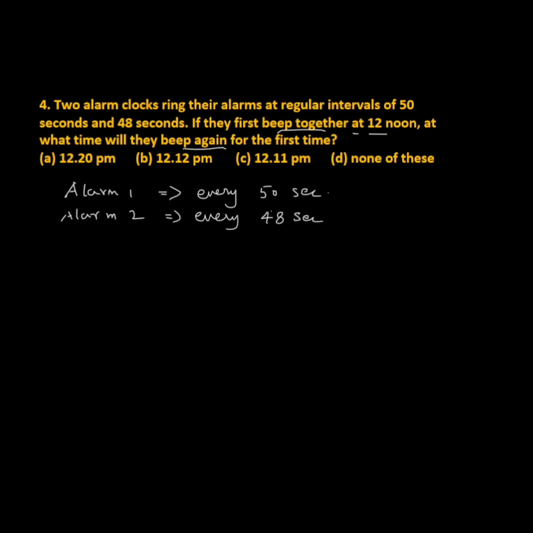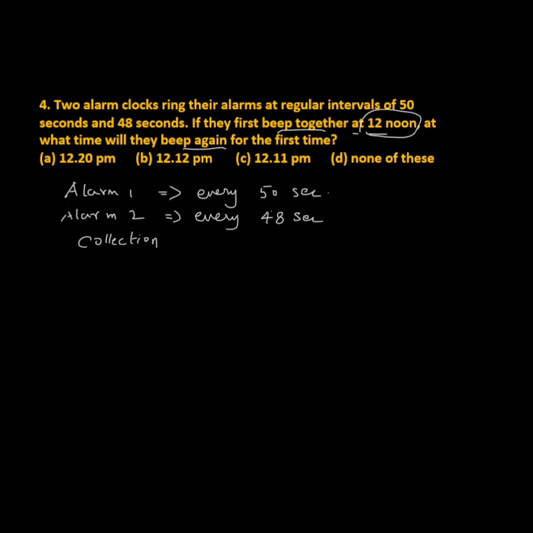So for different durations, the alarms are ringing. At one situation, both will ring together. So at 12 noon, they are ringing together. Then they are asking, after 12 noon, what is the first time they will ring together? Here we are not arranging anything, we are collecting something, that is 50 and 48. What is the next common number we are collecting?